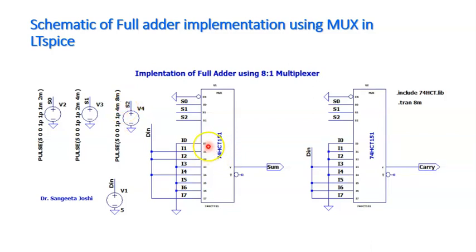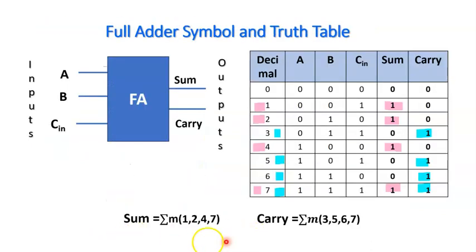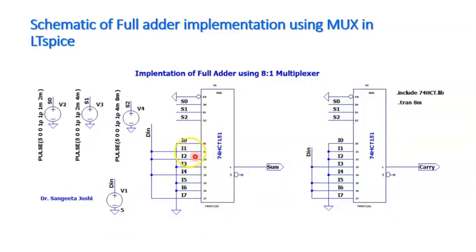And now what one is supposed to do is consider our minterms. What we had seen in the earlier case, our minterms are 1, 2, 4, 7 for sum. So you can see here this one means I1, I2, I4, and I7, this is the last one. These all four are connected to the DIN, and this voltage source is given DC 5 volts.